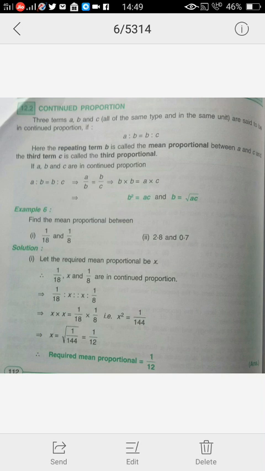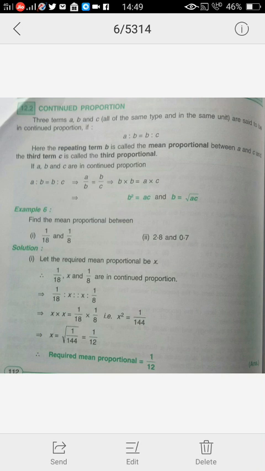See now, the first term a is known as the first term. Then b is known as the mean term or mean proportional, and c is known as the third term or third proportional. See now, a as to b is equal to b as to c. We can write this a upon b is equal to b upon c, or we can take the cross multiply. B into b is equal to a into c.